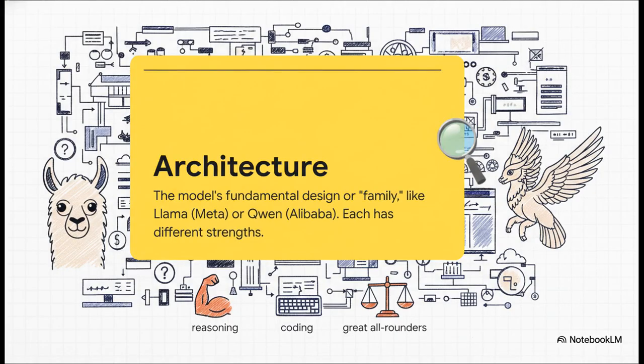All right, first up is architecture. The easiest way to think about this is like the model's family or its brand name. It tells you who built the basic design. You know, companies like Meta with their Llama models, or Alibaba with Qwen. And each family has its own personality, its own strengths and weaknesses.